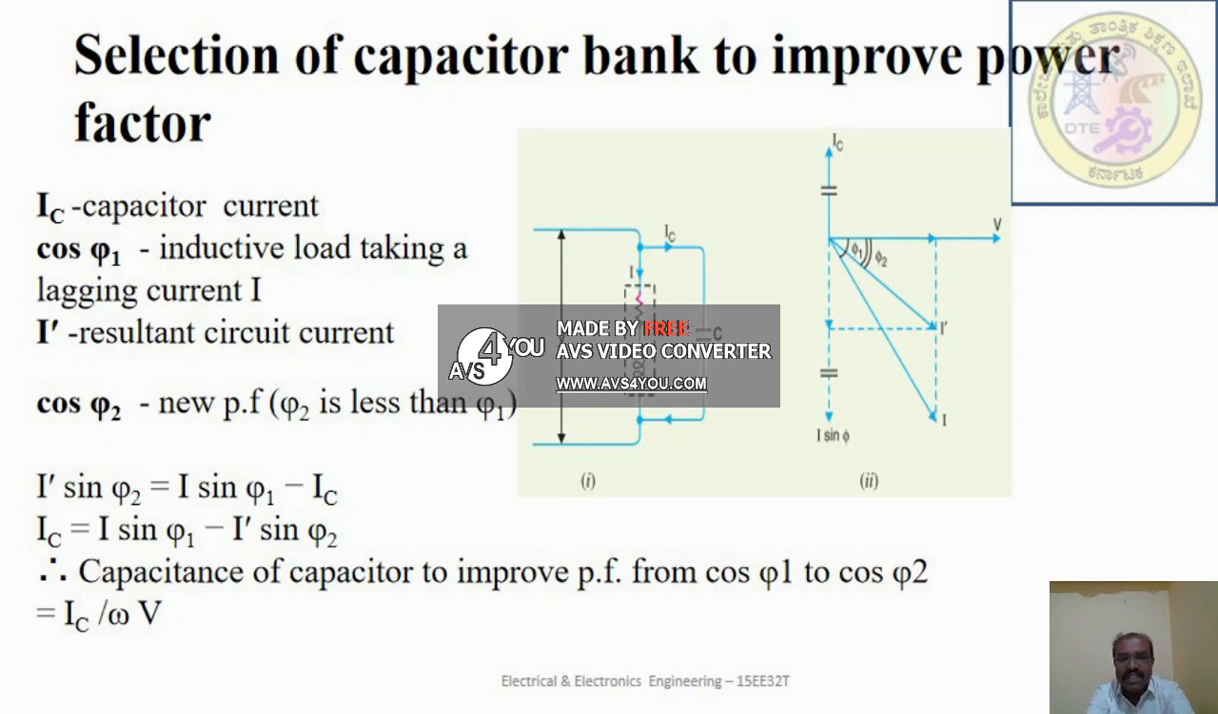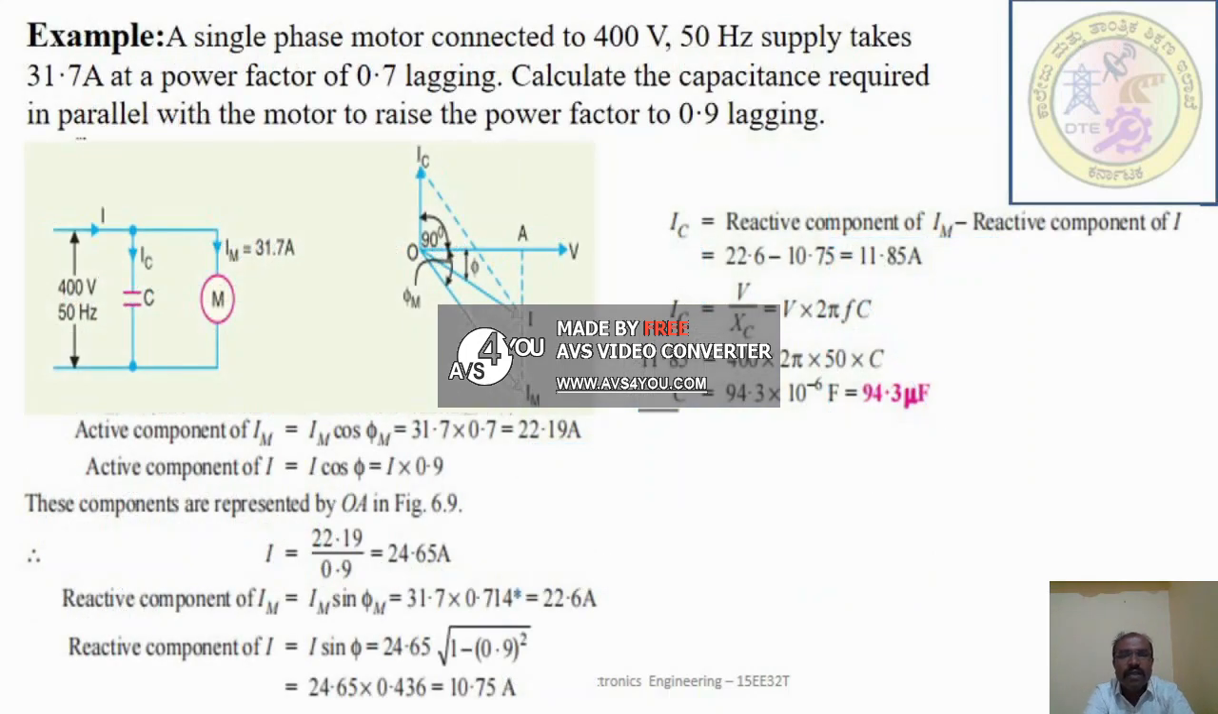From this illustration, it is concluded that after installing the capacitor bank, the power factor is improved from cos phi 1 to cos phi 2. Next, you can go through an example.